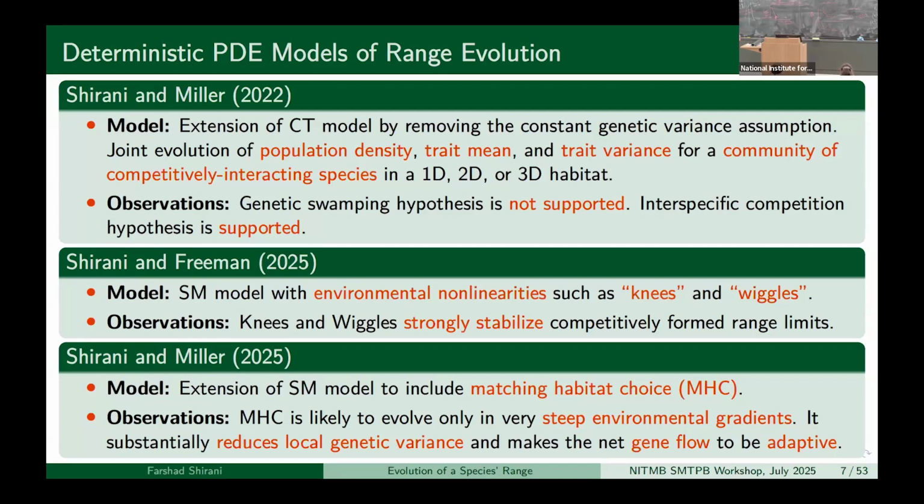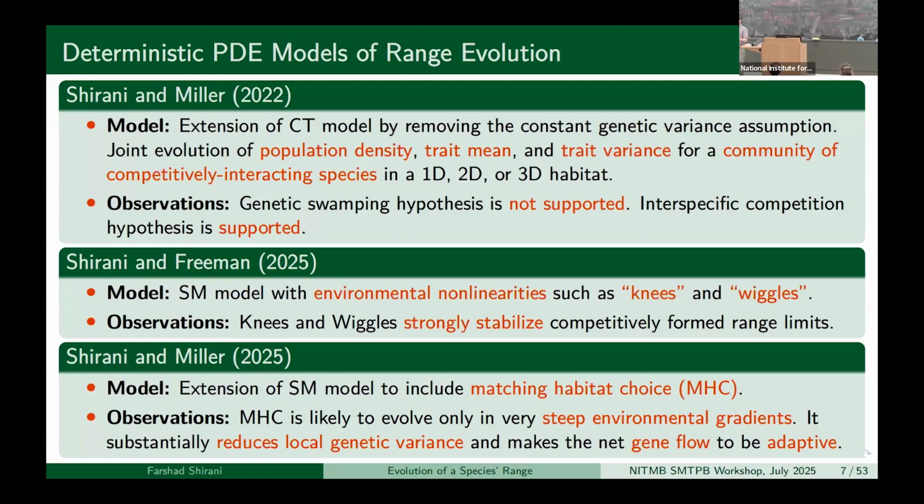Individuals move to the place where the optimum is going to best suit their phenotype, to maximize their phenotype-environment match. Then we concluded that this mode of dispersal is likely to evolve only in environments which are very steep. And if it does occur, it has substantial impacts.